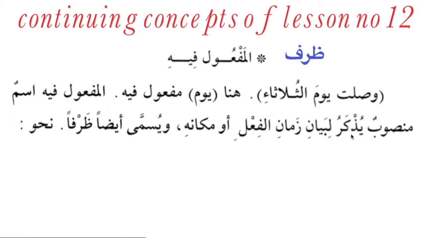المفعول فيه اسم منصوب يذكر لبيان زمان الفعل أو مكانه. So maf'ulun fihi is the noun which is mansoob. So we know all zarf are mansoob. Yudhkar, so again this is majhul, from dhukira yudhkaru, which is mentioned. Li bayan zaman, to narrate the time, zaman al-fi'l, the time of action, aw makanih, or the place of it. Wa yusamma, so again that is majhul. And it is called maf'ul fihi, and it is also called zarf. So both mean same. It's just that maf'ulun fihi is more ideally used in jumlatul fa'aliyah.